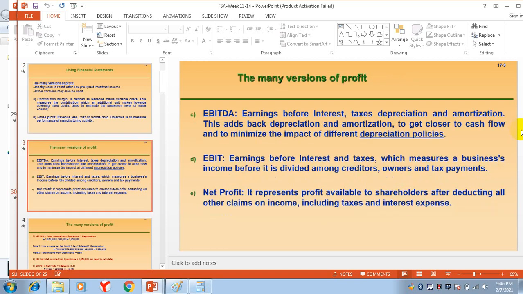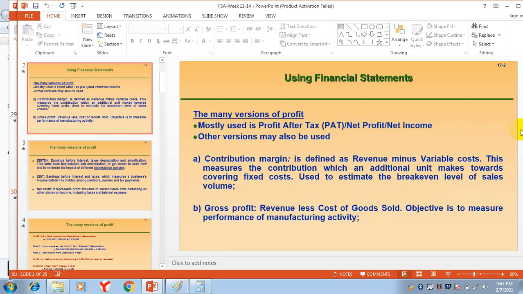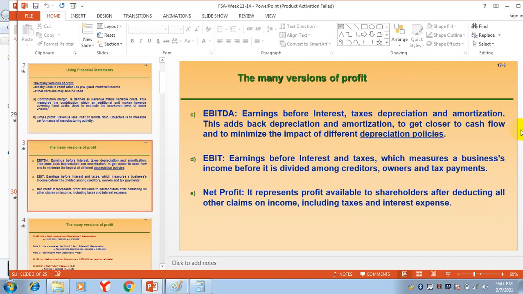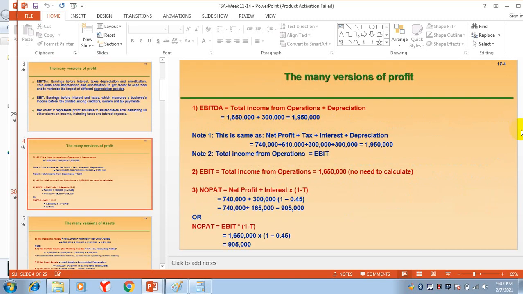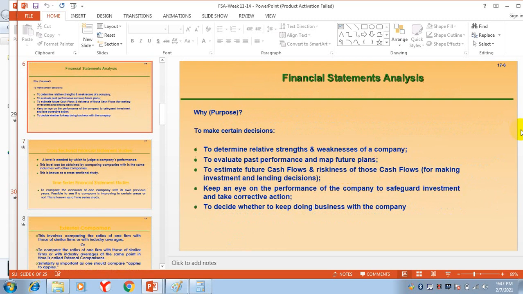EBIT, EBITDA, you know about this. Contribution margin, gross profit, EBITDA, EBIT, net profit. We will discuss it later on, not now. Now come to financial statement analysis.